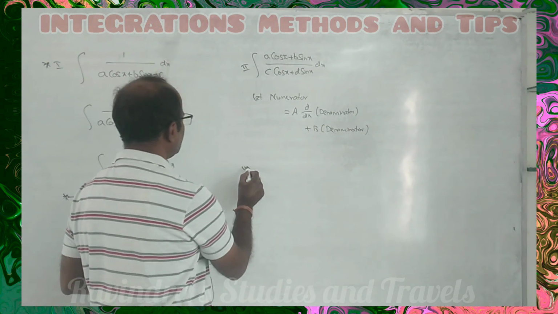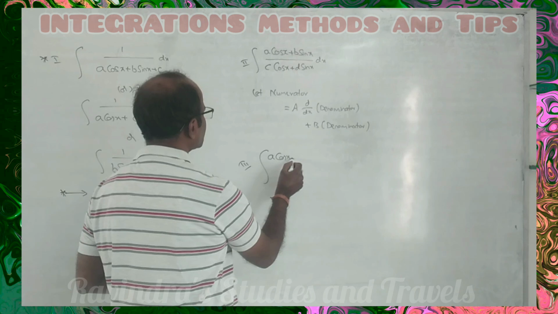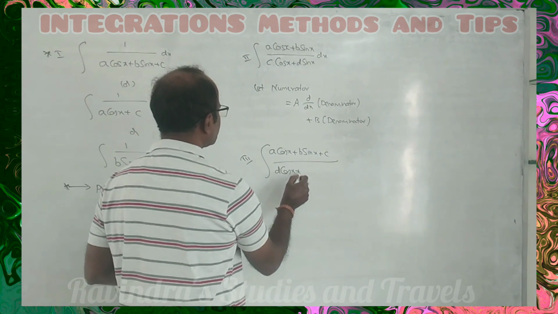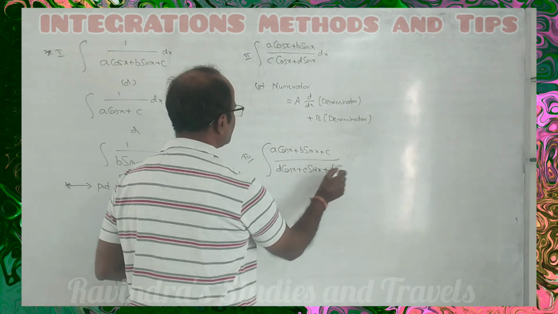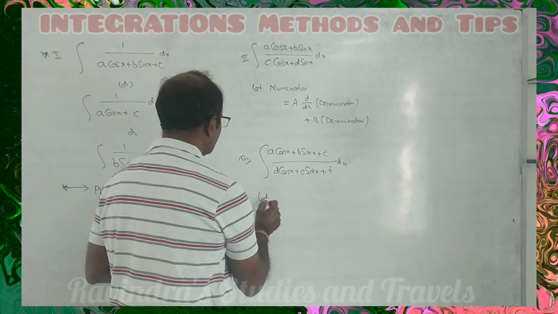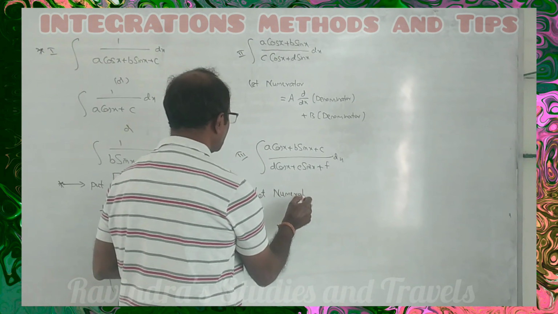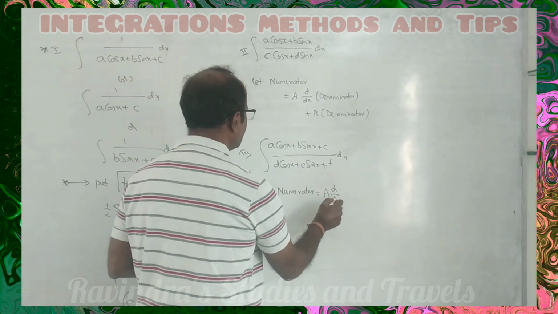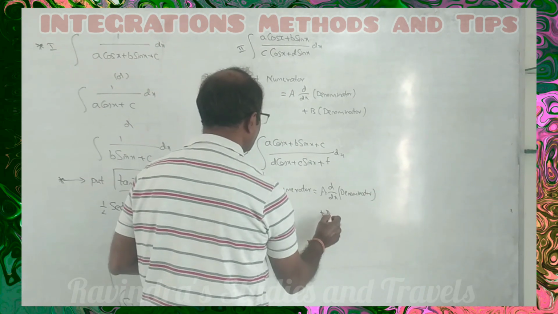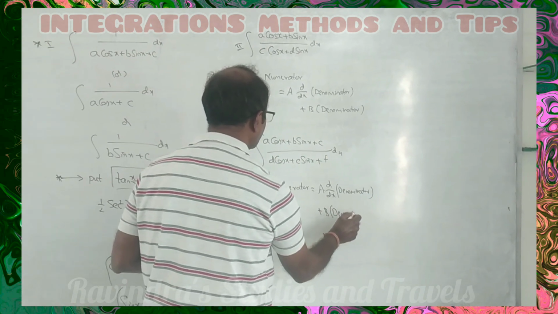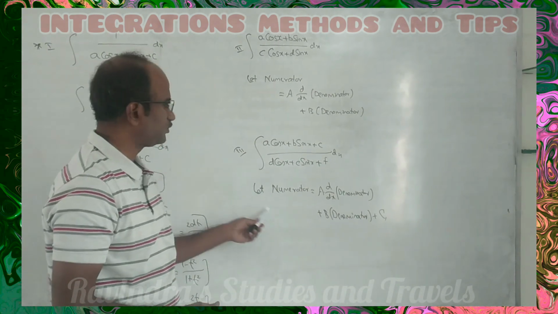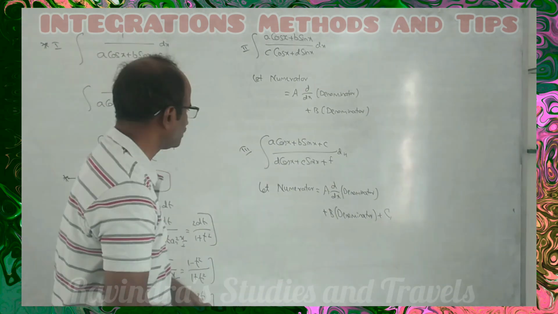Now see the third one: integral a cos x plus b sin x plus c by d cos x plus e sin x plus f dx. Whenever you see a sum of this model, let the numerator be equal to a into d by dx of the denominator plus b into the denominator plus some constant C, and proceed as in this particular step.